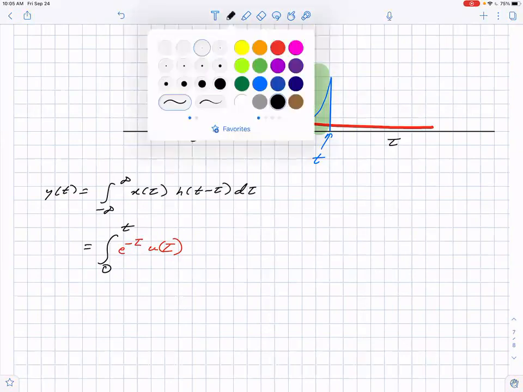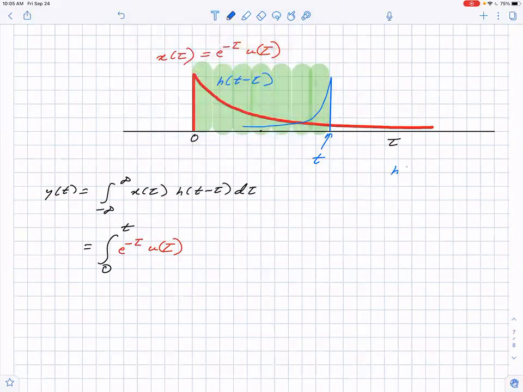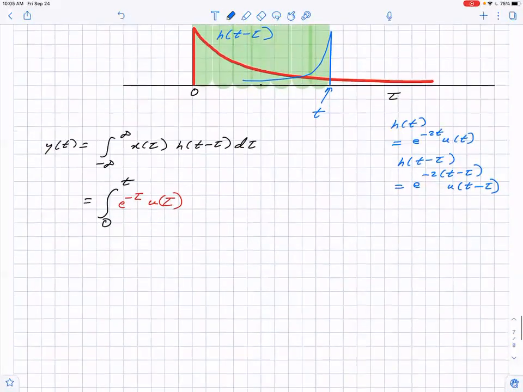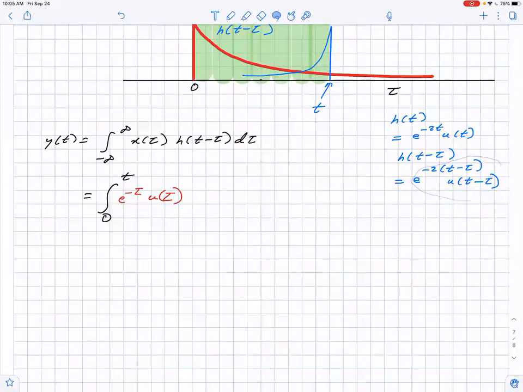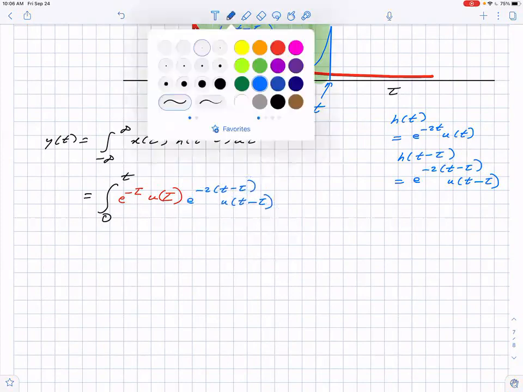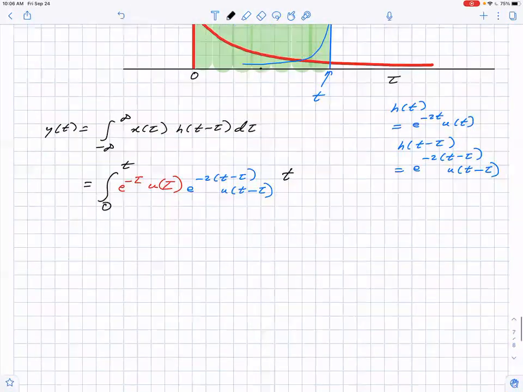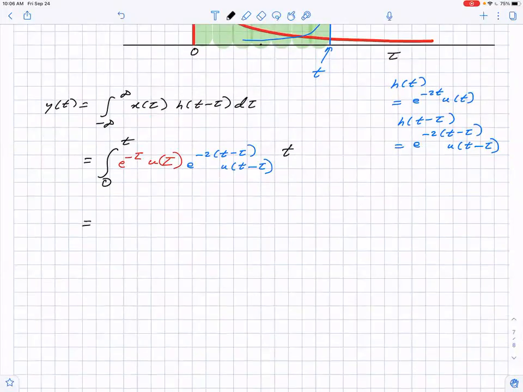Well, since the expression for h of t is e to the negative 2t u of t, the expression for h of t minus tau equals e to the negative 2 times t minus tau, u of t minus tau. So we are basically replacing every t by t minus tau. Okay, so let's copy the expression for h of t minus tau.